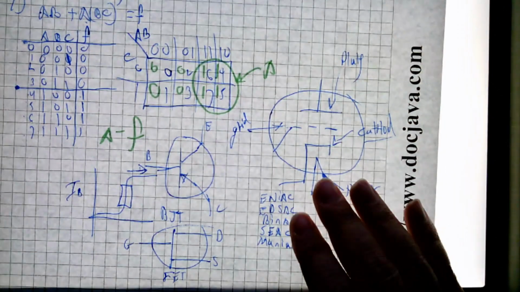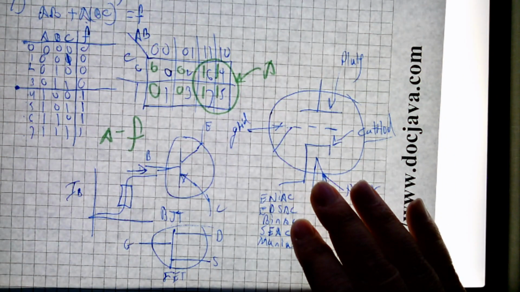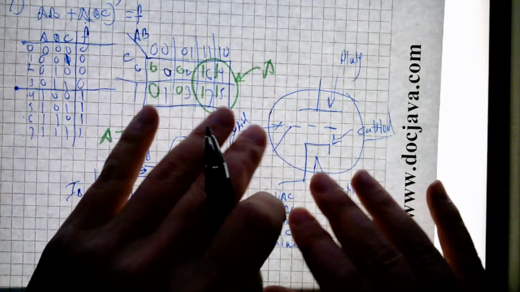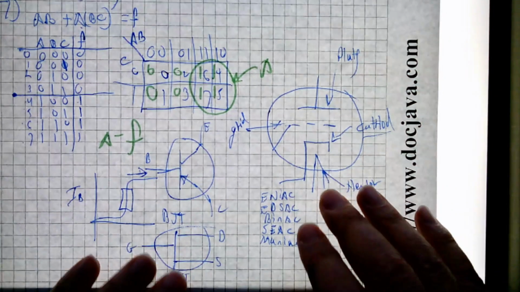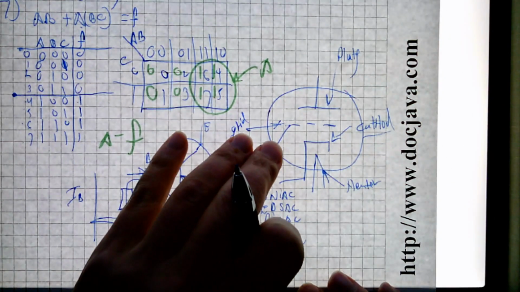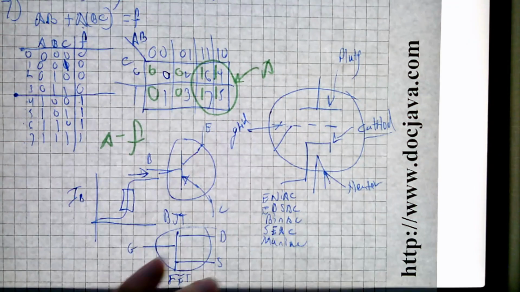Similarly, the vacuum tube could be used either as a switch or as an amplifier. Can't use it as a transistor because obviously it's not solid state. It's got gas in it, which is, I guess, a fluid, I suppose.